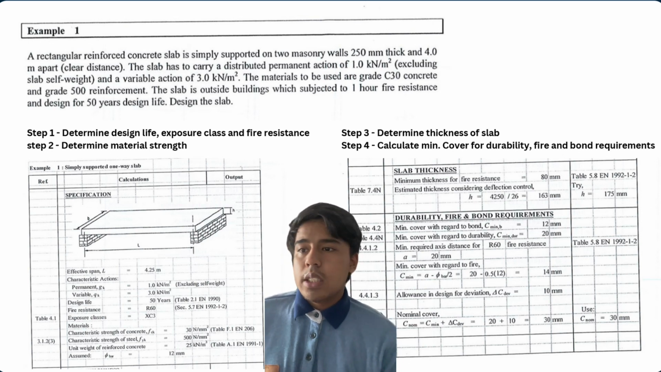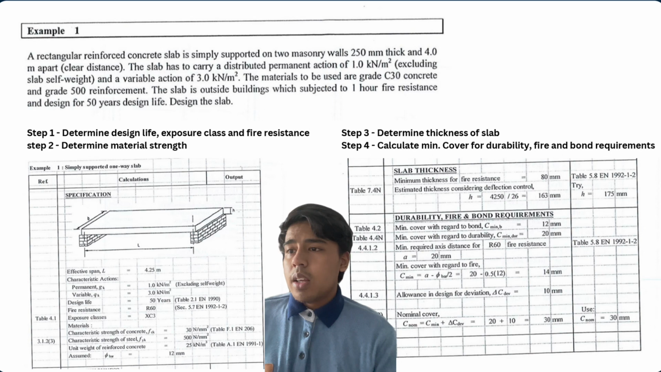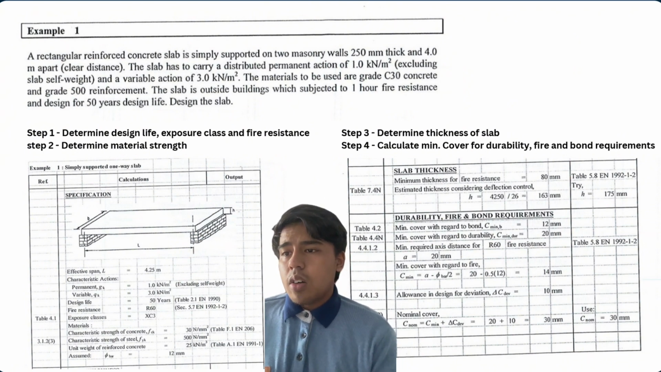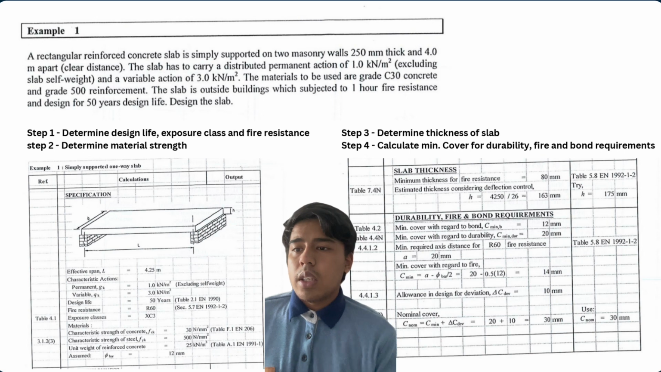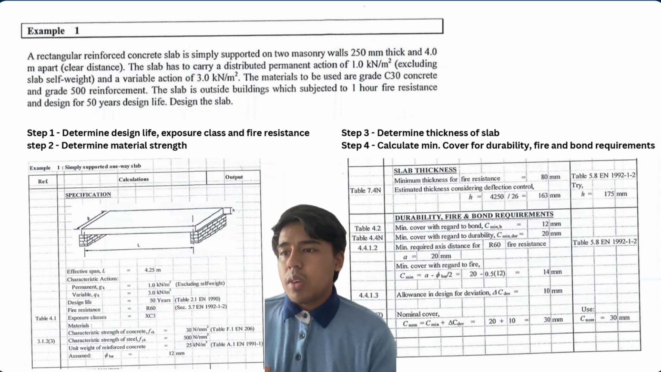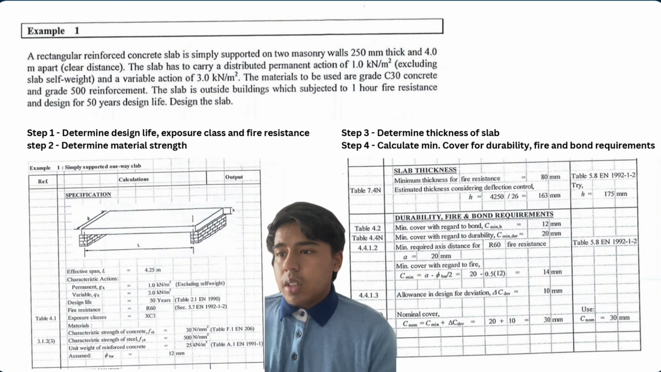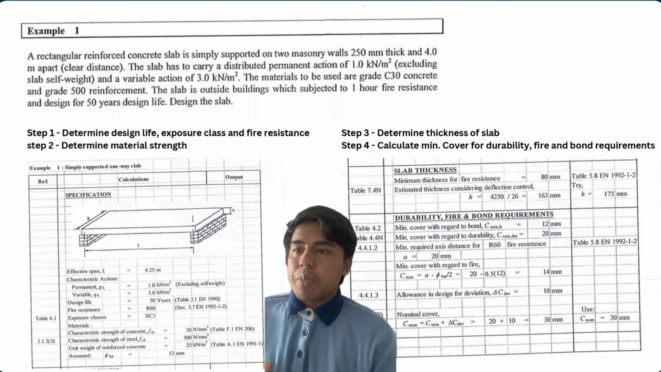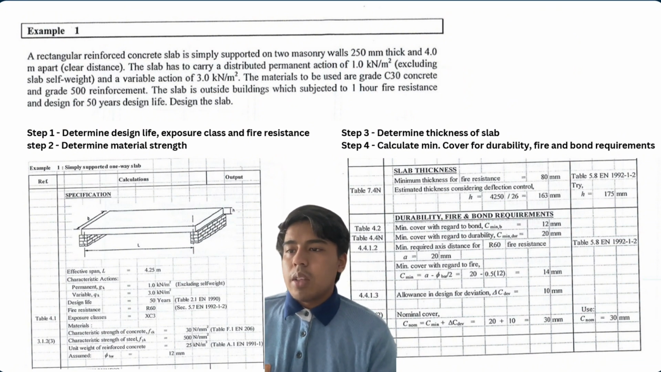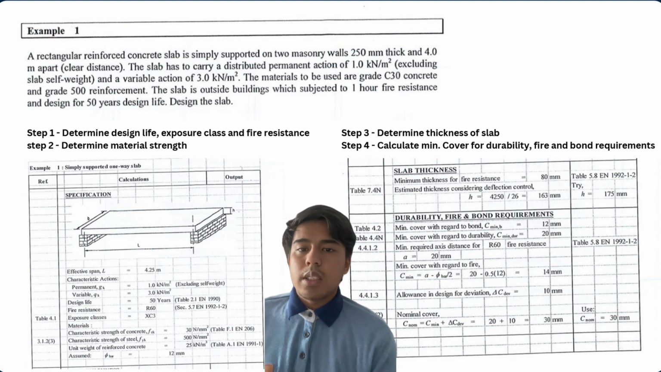Exposure class XC3. Material strength: characteristic strength of concrete fck 30 Newton per millimeter square. Characteristic strength of steel fyk 500 Newton per millimeter square. Unit weight of reinforced concrete 25 kilonewton per meter cubed. And also assume the diameter of bar is 12 mm. So step 1 and step 2 are settled.